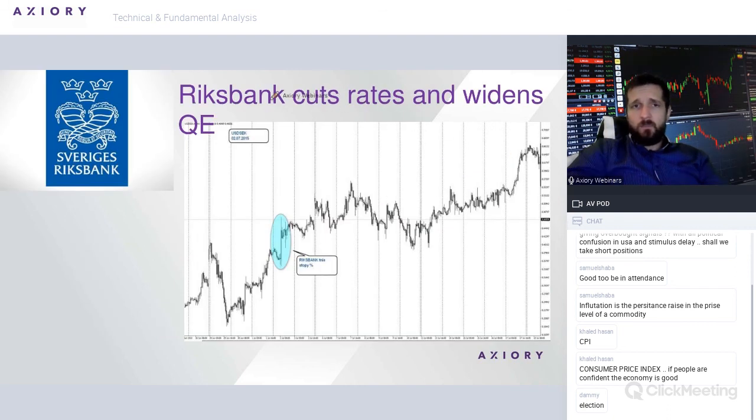Last example, Riksbank from Sweden cuts rates and widens QE. QE is quantitative easing, so basically printing money. You can see the initial reaction. Big fundamental news again. Even if you're late for this announcement, you can buy here, buy here, buy here, and then you are on profit. Profit, my friends, big profit.